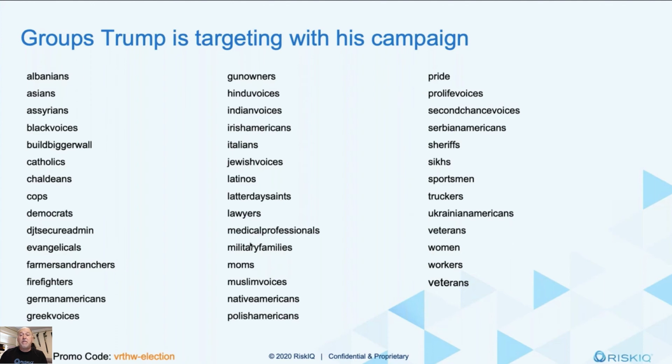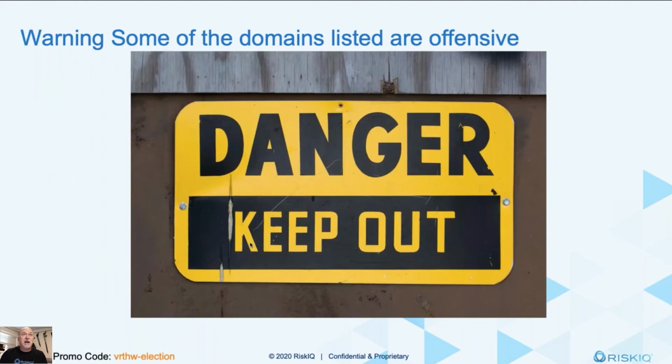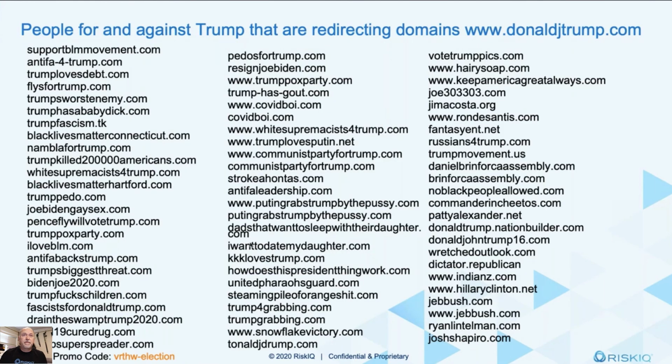Okay, and now the bad ones come up. You'll see some good things and some bad. Trump grabbing, snowflake victory, dictator Republican. You can see some bad stuff in this list. So these are people, pro and against Trump, buying domain names and then linking them to the candidates. So it's not great. So just bear that in mind.